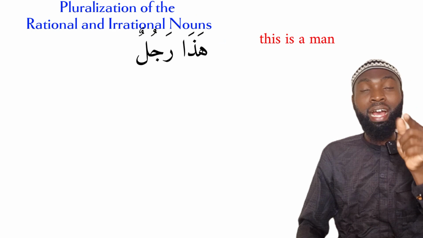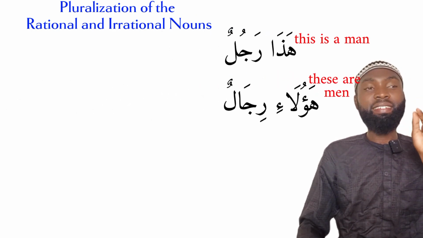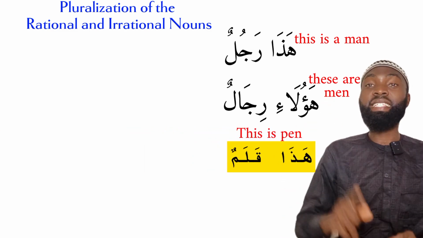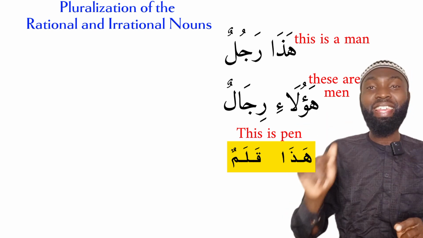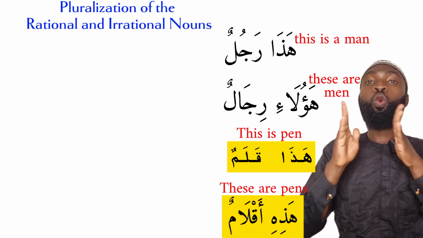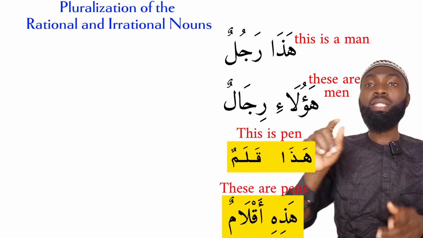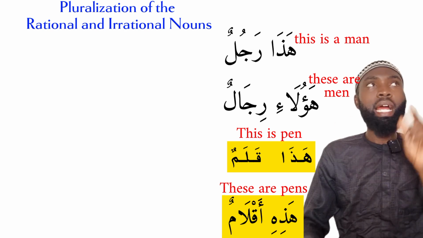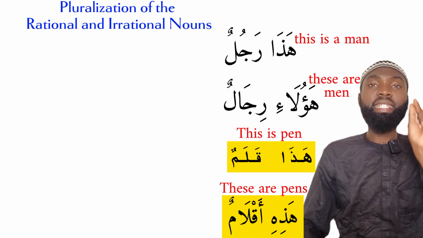Again, هذا رجل, this is a man. هؤلاء رجال, these are men. هذا قلم, this is a pen. هؤلاء, no, you say هذه أقلام. So when you are referring to plural irrational nouns, the words you are going to be using will be singular.